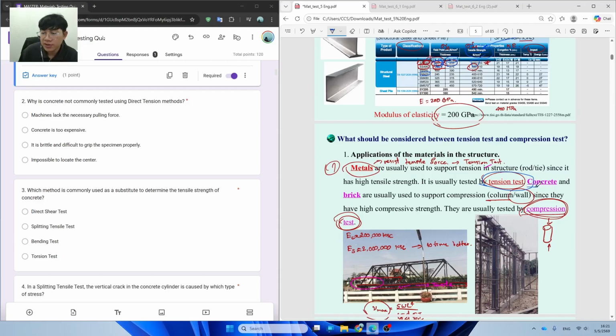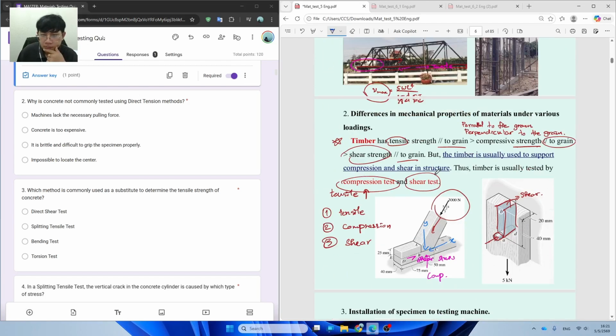But for brittle materials such as concrete and brick, normally they are used to support compression force. That's why we do the compression test, okay, to observe the compression strength.